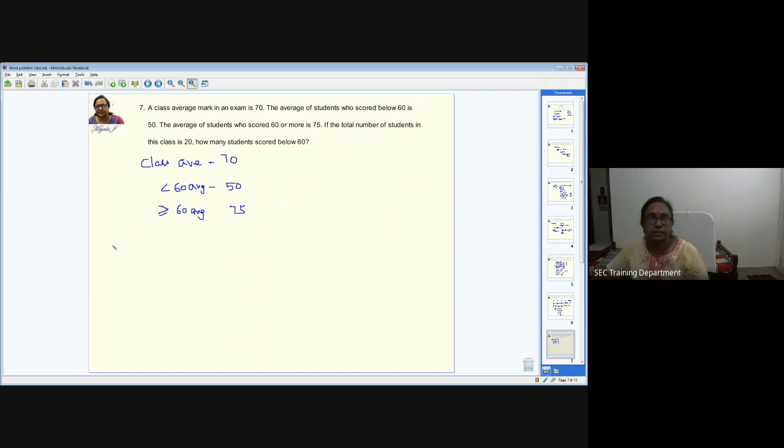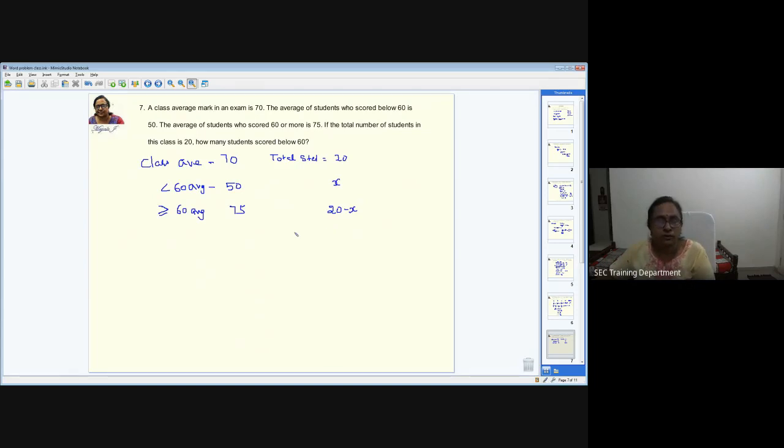Let us consider this in terms of quantity, because whenever you do any kind of arithmetic operation, it has to be converted to quantity and then you do it. So the total number of students in this class is given as 20. The number below 60 is not mentioned, so I'll consider it as x. Then the number of students with 60 or more is 20 minus x, because overall students should be only 20. So these are the three values we have here.